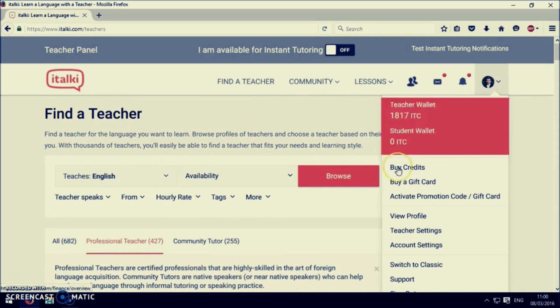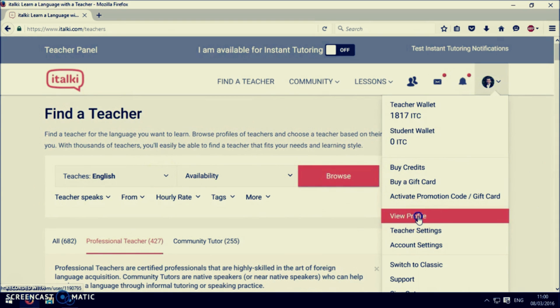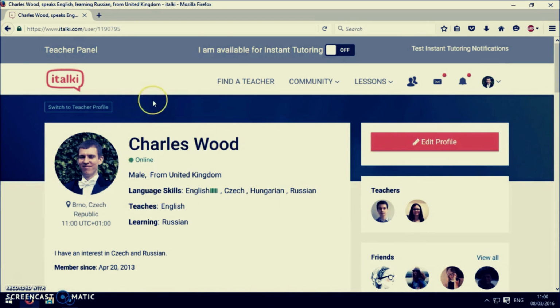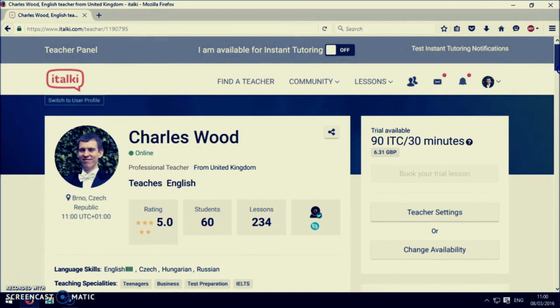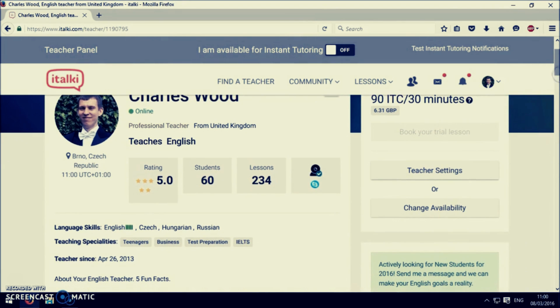So go to my profile. You can have a little bit more of a look at the teacher here. So see a bit of information about them. You see their rating, how students have thought about them, 5-star rating, how many students they've had.